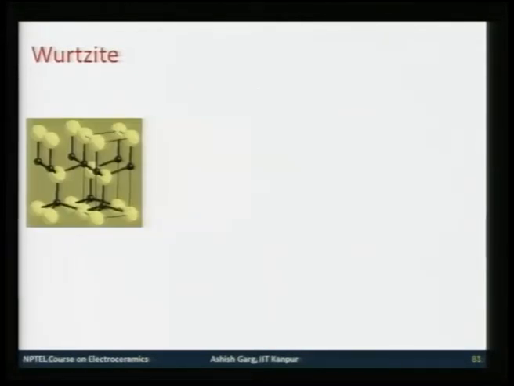So the structure is something like this. You have this layer of oxygen atoms, this layer of zinc atoms, again a layer of oxygen atoms, again a layer of zinc atoms, followed by oxygen atoms. So this would be your A layer, this would be your B layer for anions, and then again this would be an A layer.